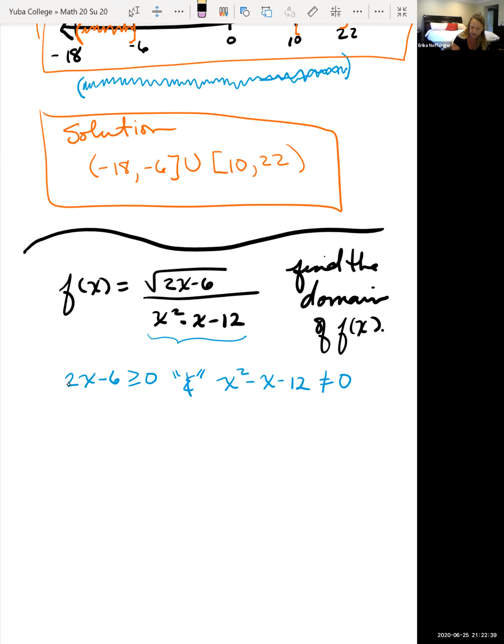So solving this piece, add 6 to both sides, we get 2x is greater than or equal to 6. Divide by 2, we get x is greater than or equal to 3. So in order to be in the domain of f of x, that number has to be bigger than or equal to 3. And then let's find out when this is 0. So factor it. I'm looking at -4 plus 3. So x minus 4, x plus 3. This can't be 0. So x cannot be 4, and x cannot be -3.